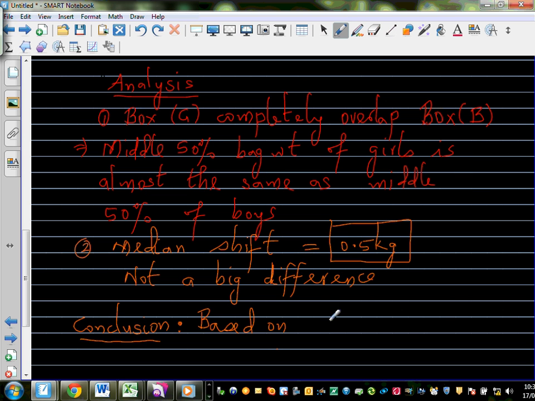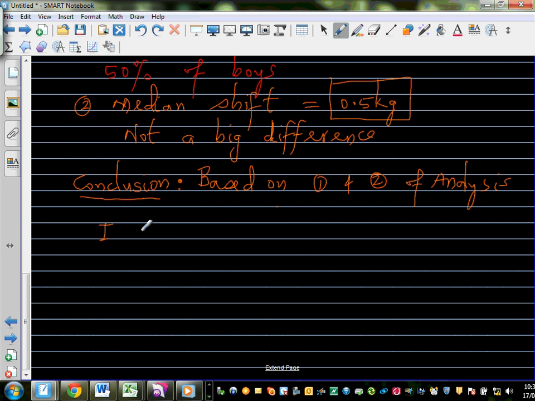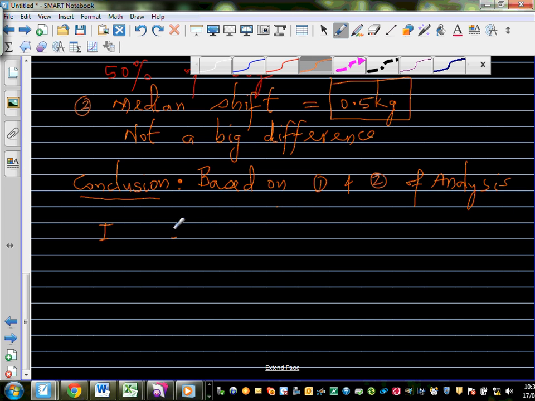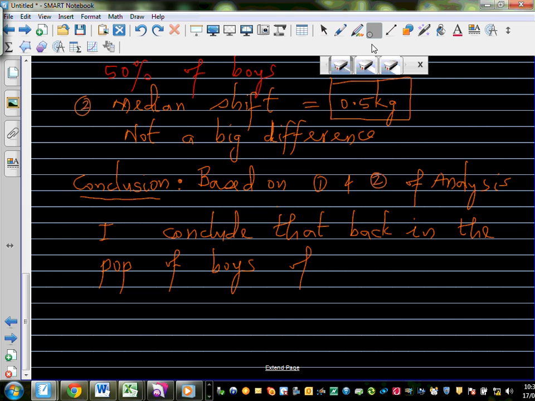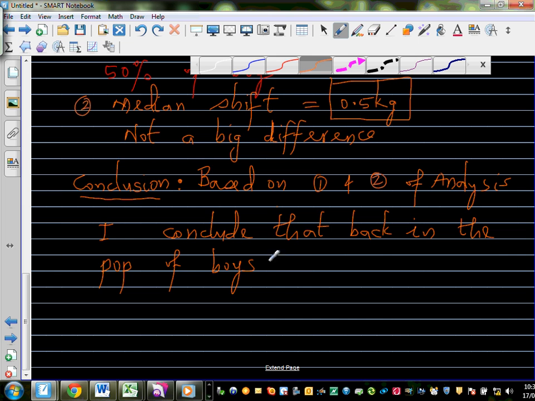based on 1 and 2 of analysis, what should I conclude? I want you to stop and think. I conclude that back in the population of boys and girls, because that's what we are doing: from sample statistics we are talking about the population statistics.